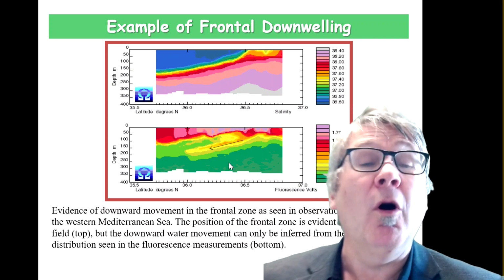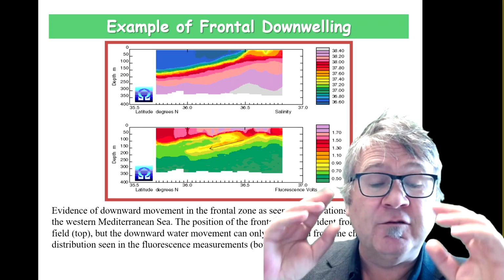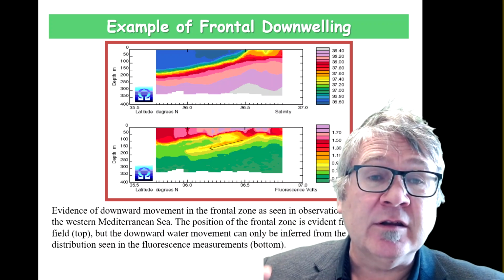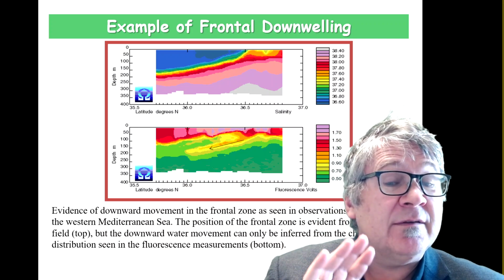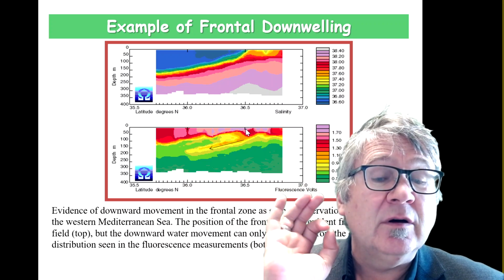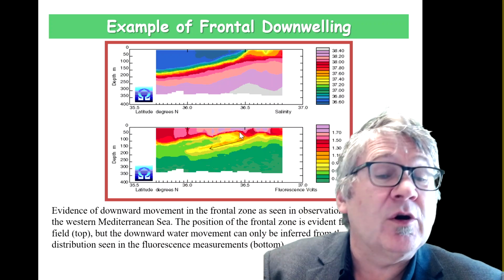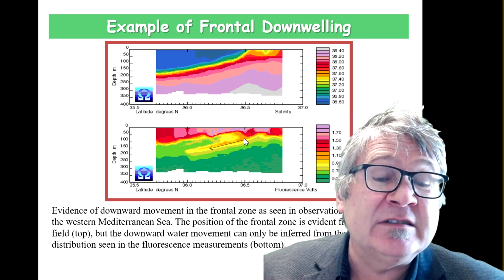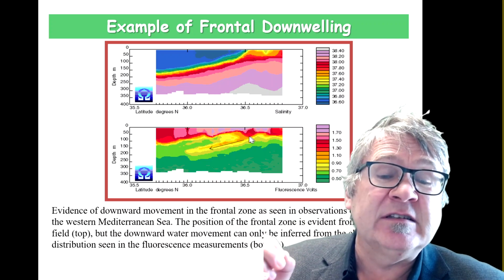Okay? So now the bottom image actually shows you something that's called fluorescence, but it's a measure of the chlorophyll A concentrations in the water. And you can see that there's this yellow-orange tongue of elevated fluorescence, or elevated chlorophyll A concentration, and it's moved downward. This is the downwelling signature. It comes from the surface and is moved downward.